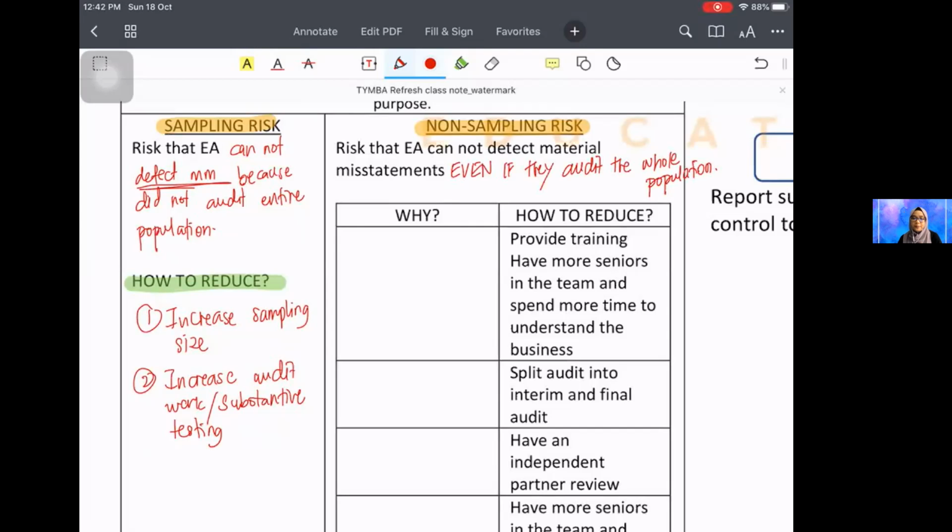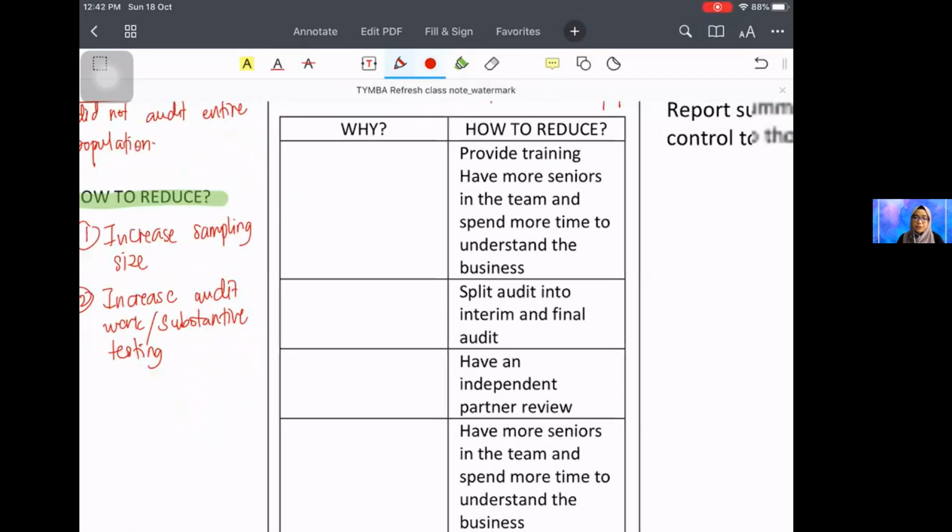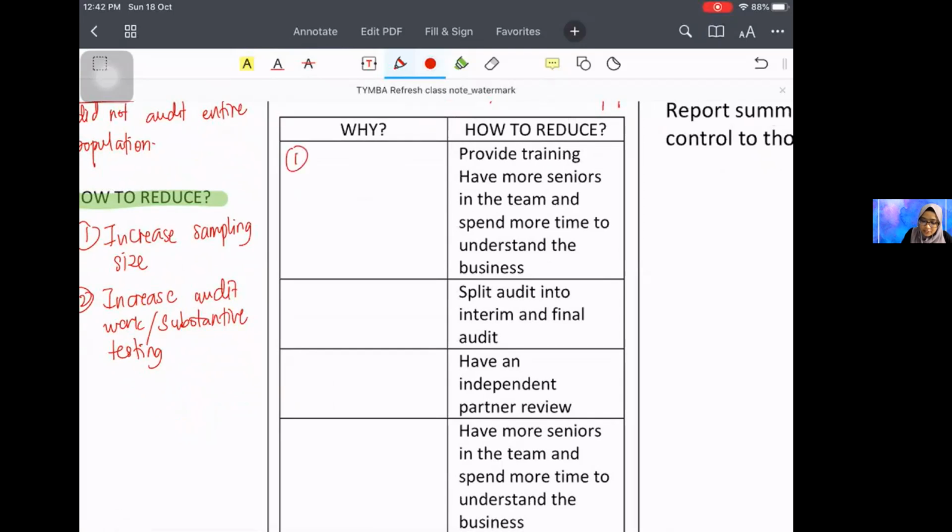But we also can audit 100% of the transaction. However, even if you audit 100% of the transaction, you would also give rise to this risk. Okay, one of the examples of this risk is number one here. When you have inexperienced auditors in your team, or when we are talking about new juniors in your team who lack industry knowledge.